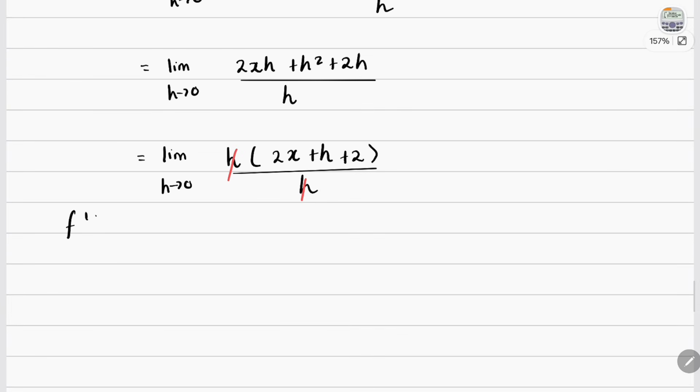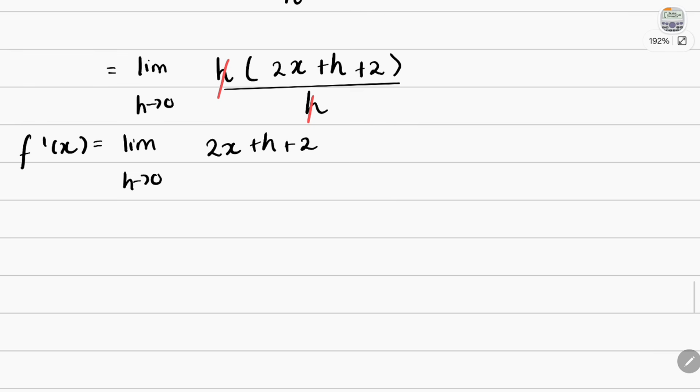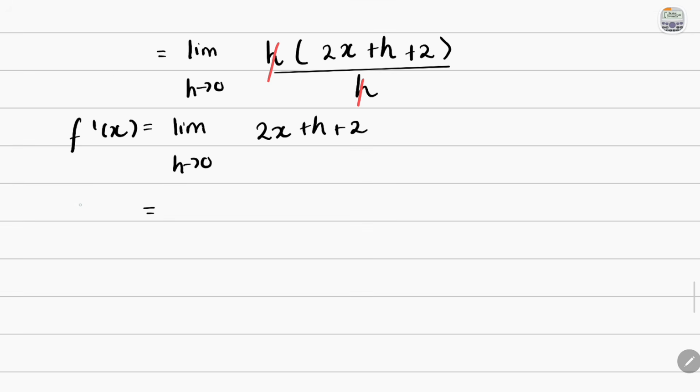So I'll just write this one more time. F prime of x equals the limit as h approaches 0, and then write this down. But then now we can substitute. So when you're substituting, you do not have to write this limit again. So now finally f prime of x is equal to 2x plus 0 and then plus 2, which is just equal to 2x plus 2.